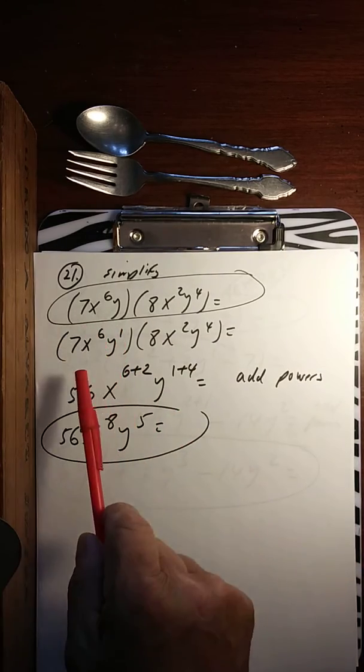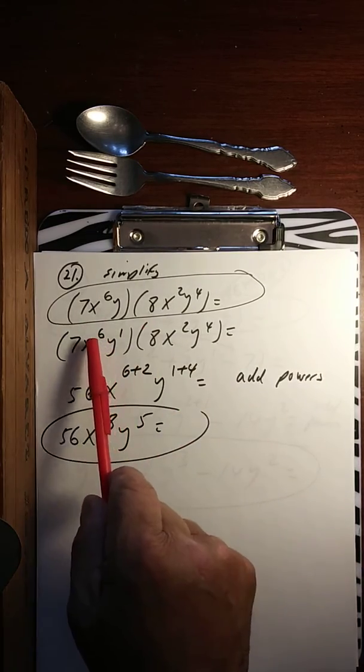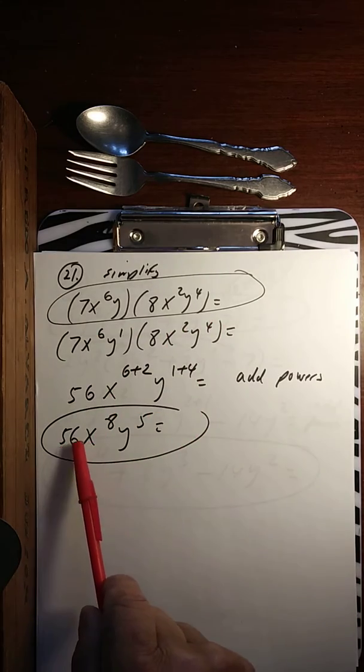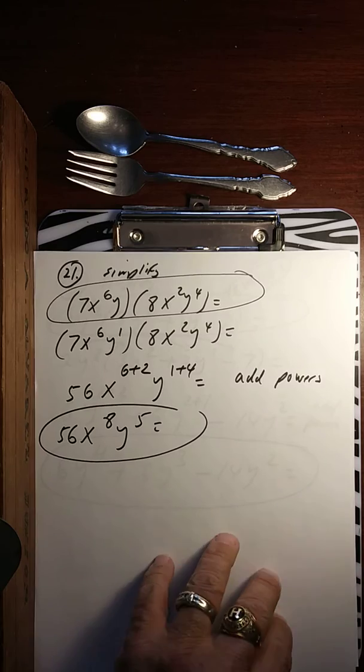Multiply these. So you go 7 times 8, 56. x to the 6, x to the 2. Add powers. y to the 1, y to the 4. Add powers. So 56 x to the 8, y to the 5.